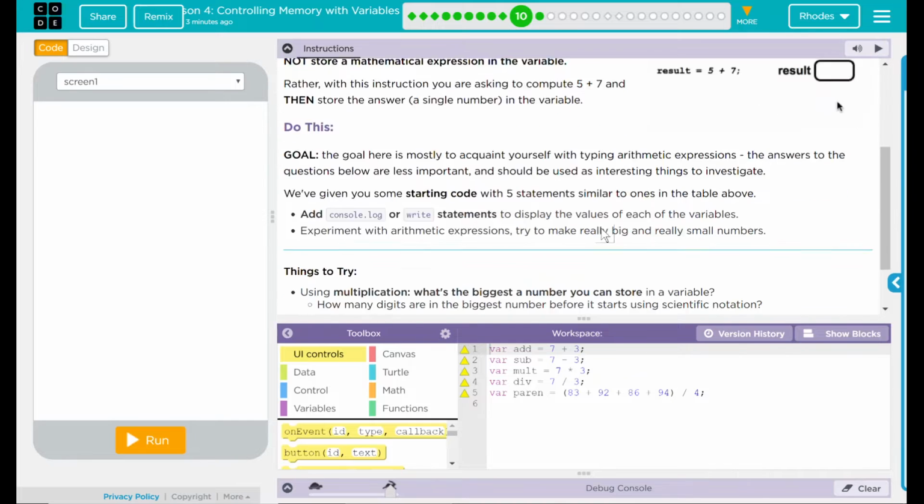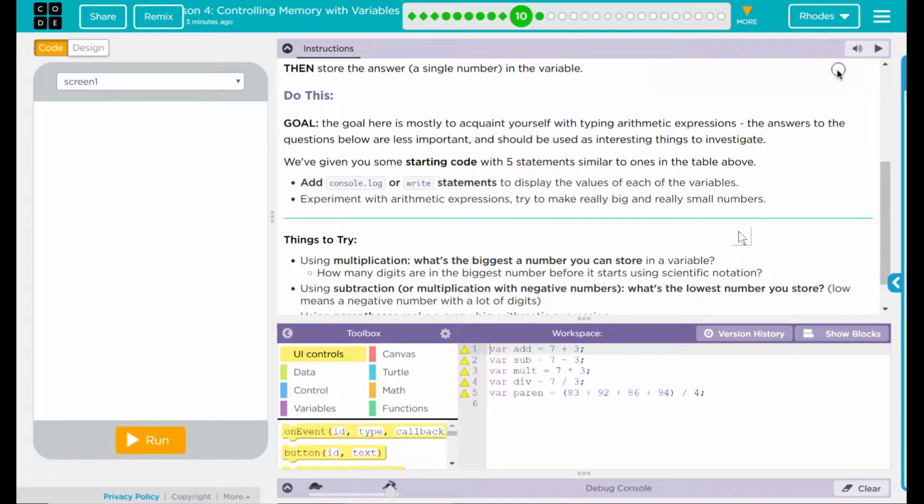We have a Do This. Goal. The goal here is mostly to acquaint yourself with typing arithmetic expressions. The answer to the question below is less important than learning and should be used as an interesting thing to investigate. We've given you some starting code with 5 statements similar to the one in the table above. Add a console.log or write statement to display the values of each of the variables. Experiment with arithmetic expressions. Try to make them really big and really small. That sounds like a lot of fun.